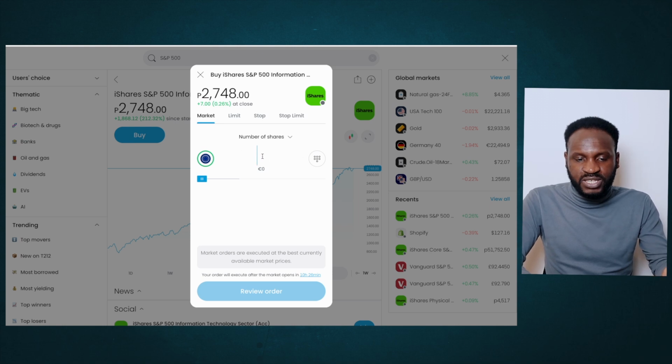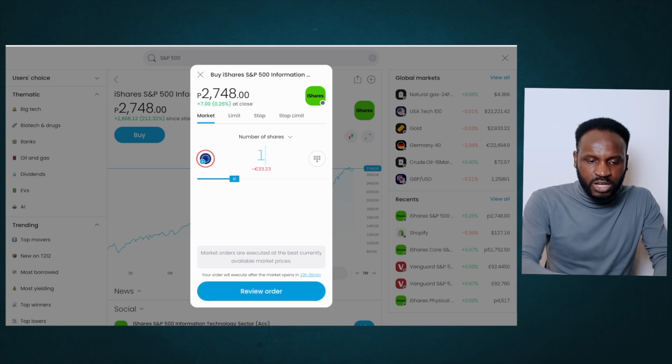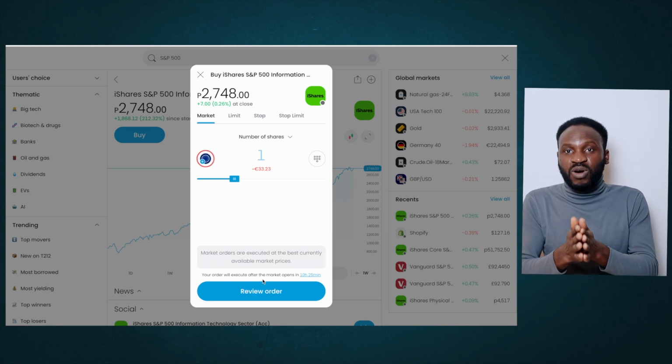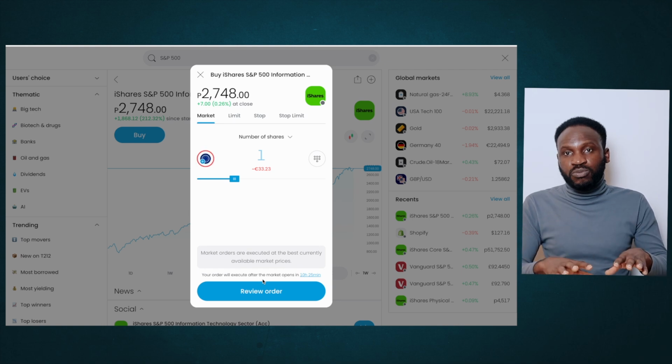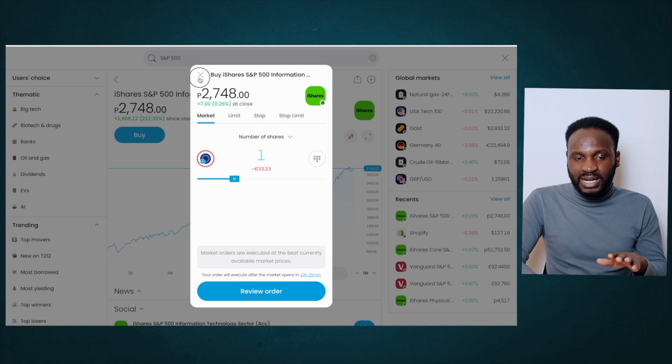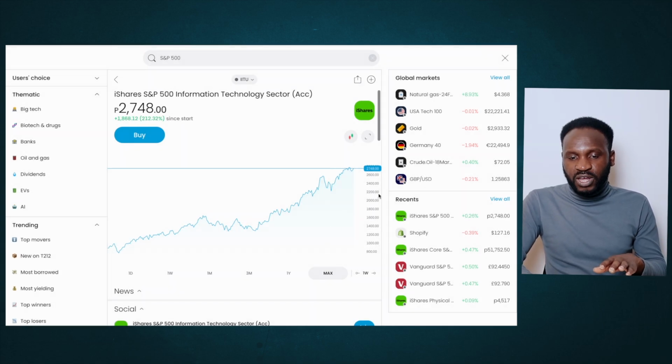If we want to invest, all we need to do is enter one share, and it's going to show us the price of this S&P 500, which is 33 euros and 23 cents. Once you enter it, click on review, and you are going to order your S&P 500. Once the market is open, your share is going to be launched, and you can start accumulating money. That is one thing that is very, very important here.